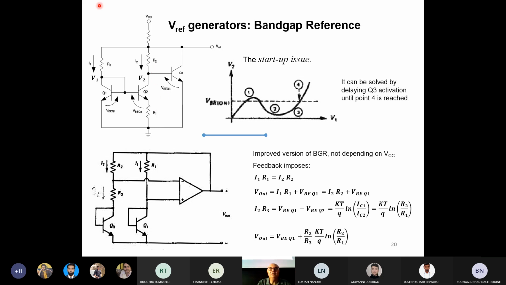So we have more or less the same current on the two transistors, but the voltage on R2 is much higher than the voltage on R3. And so the collector voltage of Q2 goes down below the threshold, and so transistor 2 saturates. And we are here.